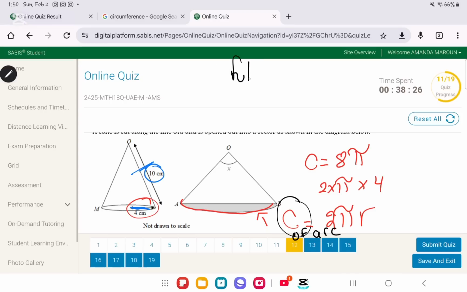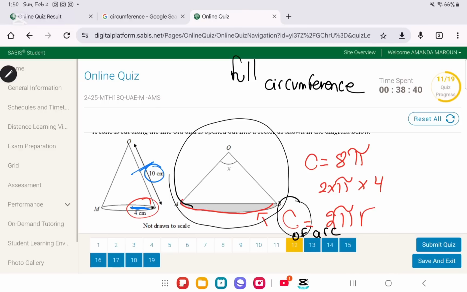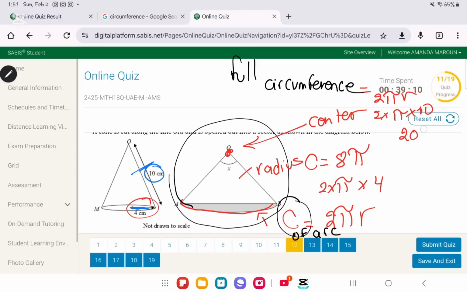Now we need to find the full circumference. Take it like this, it's a whole big circle. It's supposed to be a whole big circle, okay? Let me redraw it better. To be fair, this over here is our center, even though it doesn't show accurately. That means this over here is our radius. So to find the full circumference of the circle, it's gonna be 2 pi r again, which is 2 times pi times 10, which is 20 pi.